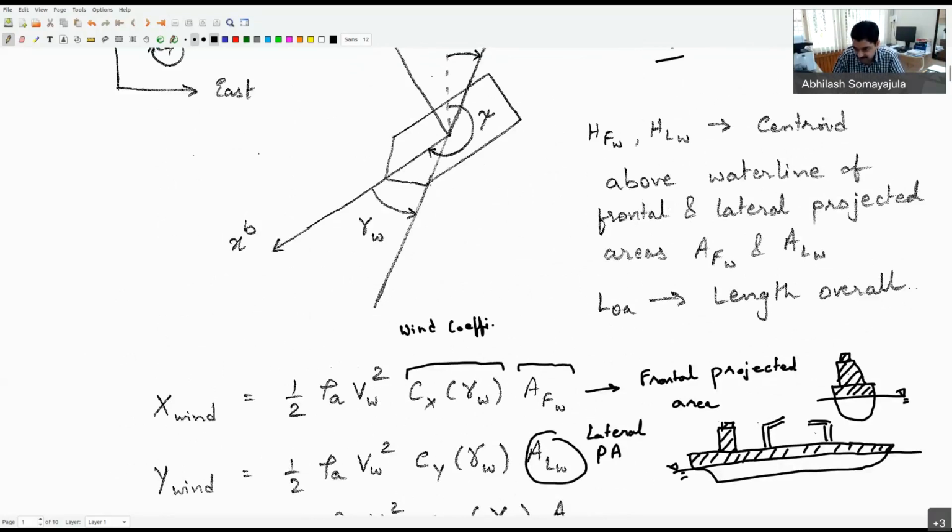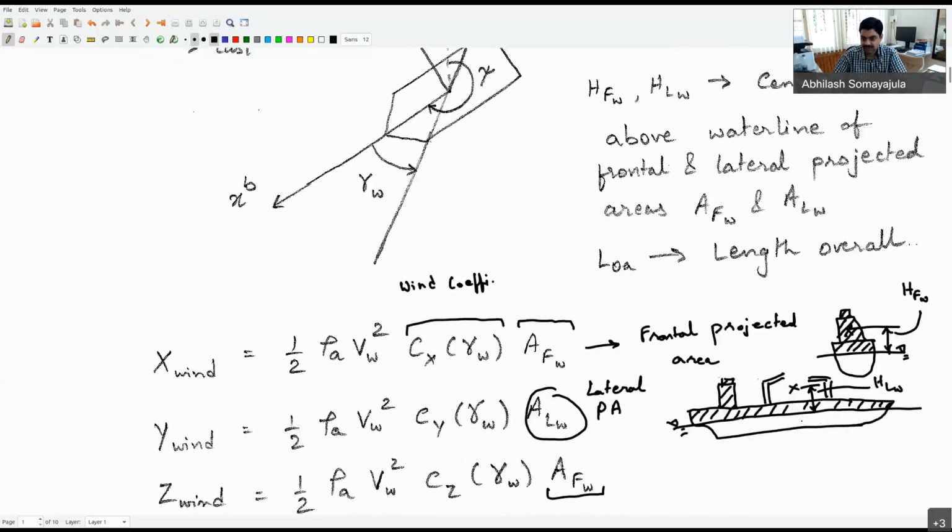So if in this case, let's say this marks the centroid, then this distance here is HFW. Similarly, if the centroid of this thing lies somewhere here, then I'm looking at this distance from the water line, and that distance is HLW. Is that making sense?